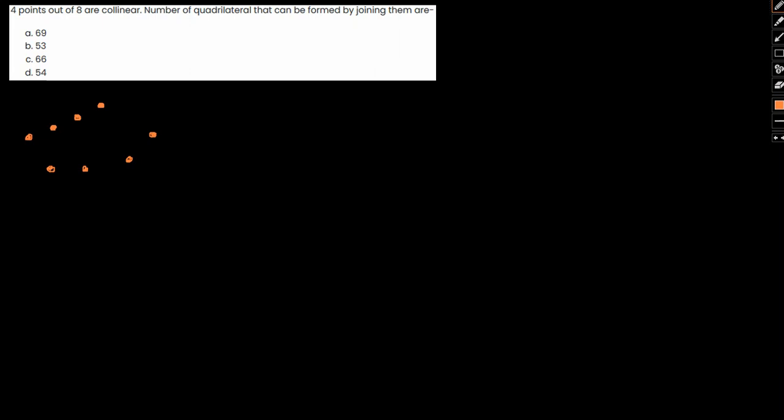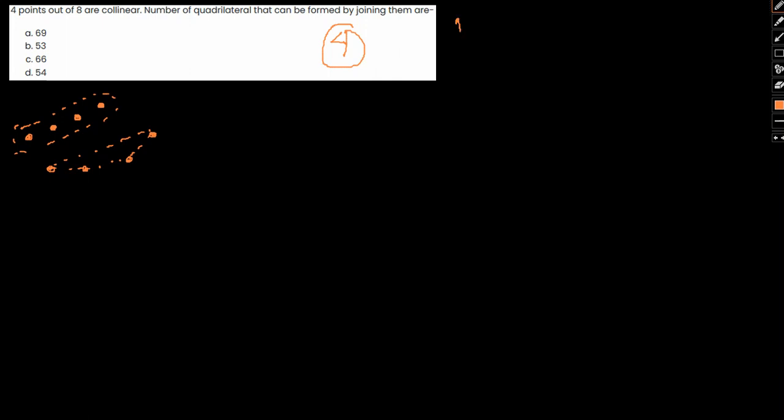Okay, now try and understand something. If we pick these 4 collinear points, we cannot form a quadrilateral. Every point will be in a straight line. All we can have is a straight line, and for a quadrilateral we at least need 4 points. Okay, we need 4 points. So we can form a quadrilateral by taking these 4 non-collinear points. Yes, this is a quadrilateral, we can form this.